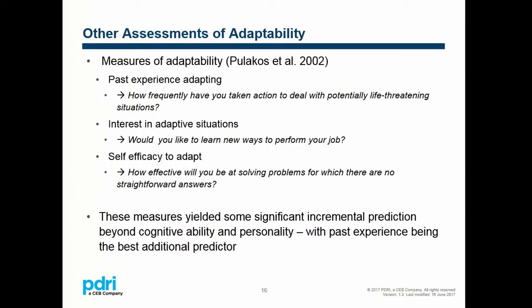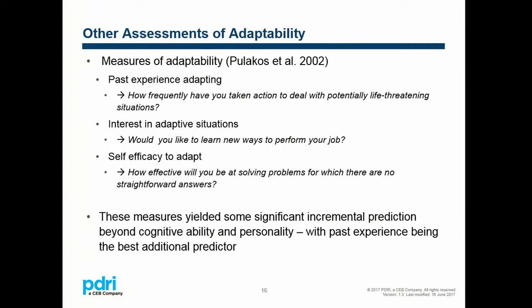Beyond those, what I'd call more traditional predictors, a number of other approaches have been studied. Past experience adapting, the old axiom, the best predictor of future behavior is past behavior, really holds true here. So the extent to which someone has had to deal with a lot of adaptive situations in the past and how they've managed through those tends to be a robust predictor of future adaptability.